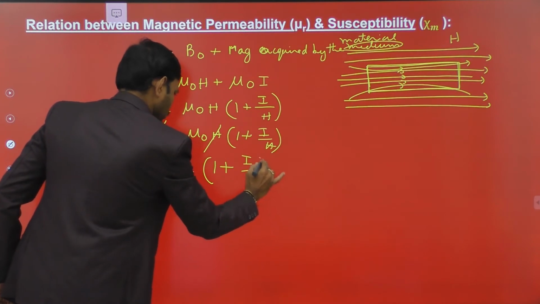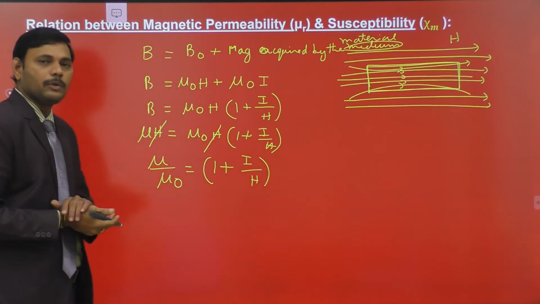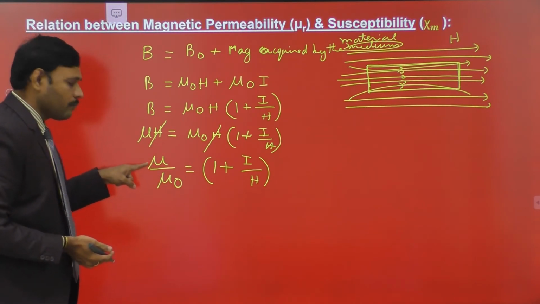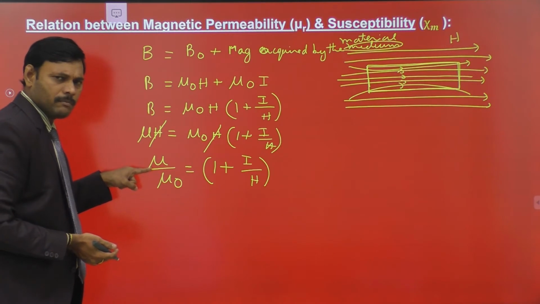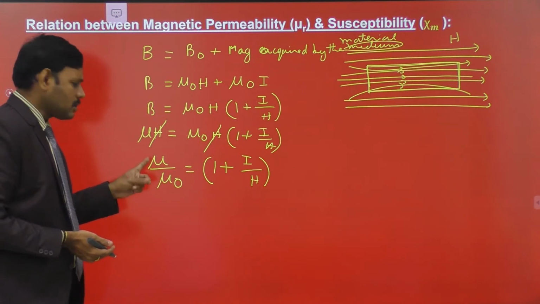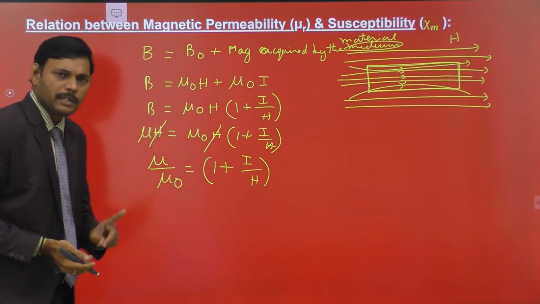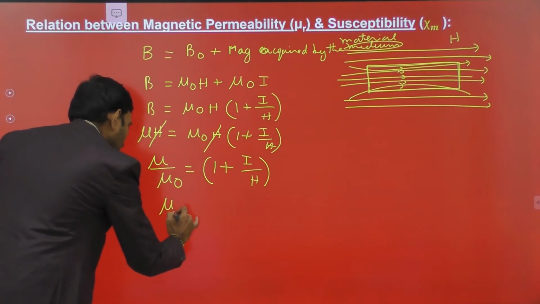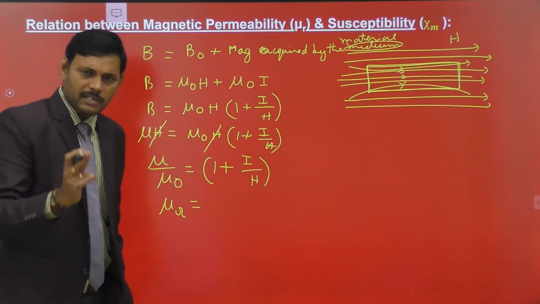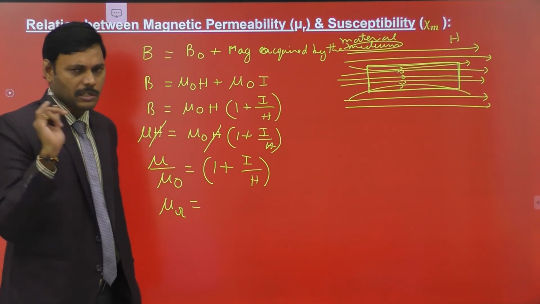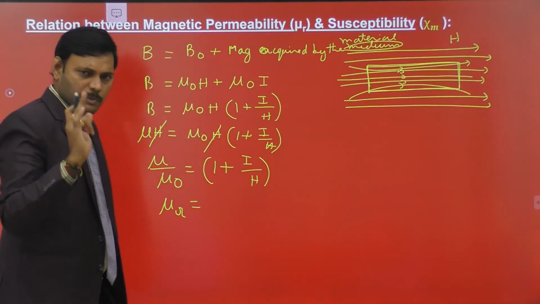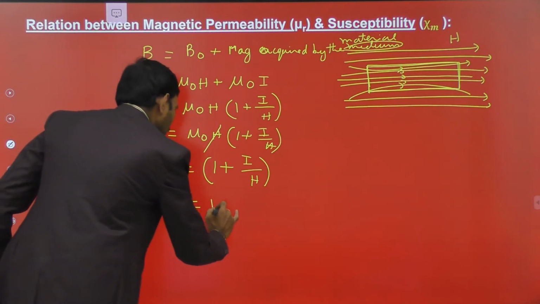Okay. Then, to get the relation between relative permeability and susceptibility, already we defined that the ratio of permeability of medium to the permeability of free space is relative permeability, that is mu r. And the ratio of intensity of magnetization to the magnetic intensity is susceptibility, Xi. So, mu r is equal to 1 plus Xi.